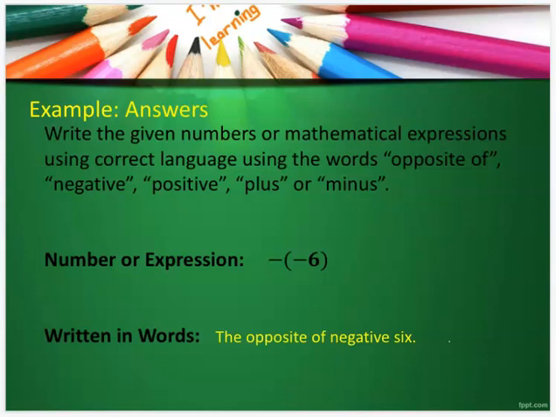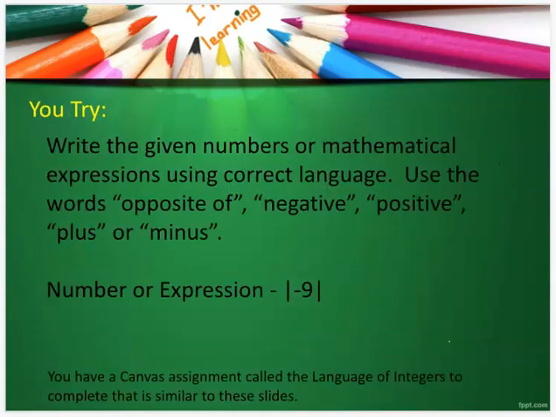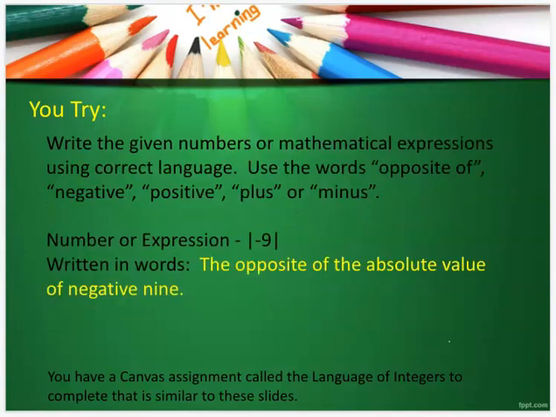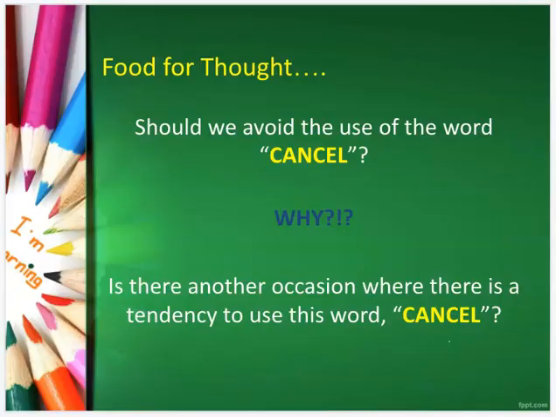If you said the opposite of negative 6, you would be correct. And one more, how would you say or write this one? If you said the opposite of the absolute value of 9, you would be correct. So now you could go finish that language of integers assignment.